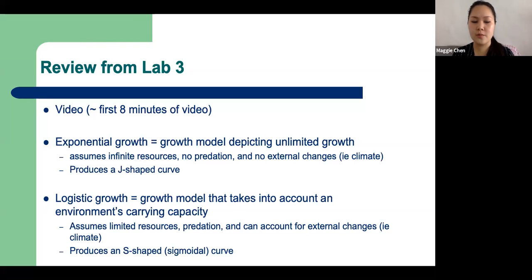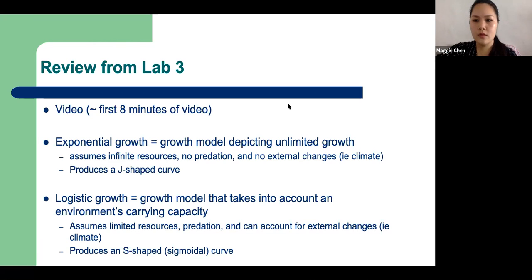And it produced that J-shaped curve, which we saw in that video, but a logistic growth model is the one that takes into account the environment's carrying capacity. So all of those factors that would limit your population growth are taken into consideration, like there's limited resources, there is predation, and climate change does exist. So that would limit your environment, the amount of space that you can spread out into, and it would produce that S-shaped sigmoidal curve, where when it starts to slow down and where that growth curve starts to produce that S-shape, that's where the carrying capacity for that population is going to be.